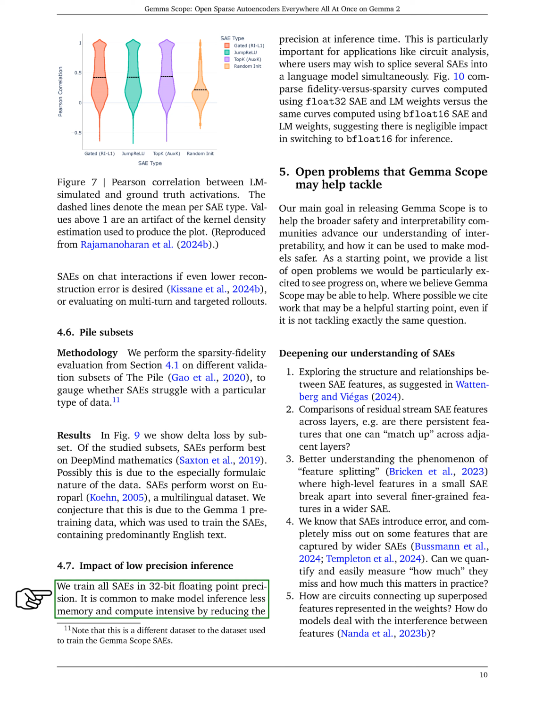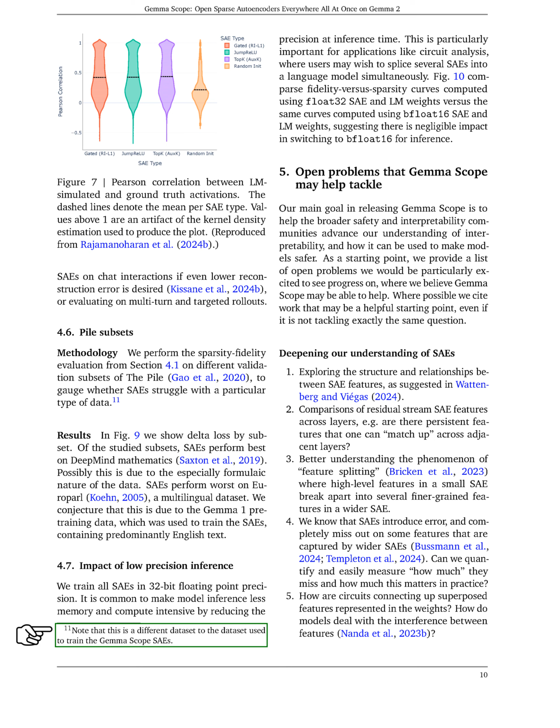Regarding low-precision inference, we train all SAEs using 32-bit floating-point precision. To reduce memory and computational demands during inference, we can lower the precision. This is particularly relevant for applications like circuit analysis, where multiple SAEs may be used simultaneously. A figure compares fidelity versus sparsity curves for both 32-bit and bfloat16 weights, indicating that switching to bfloat16 has minimal impact on performance.